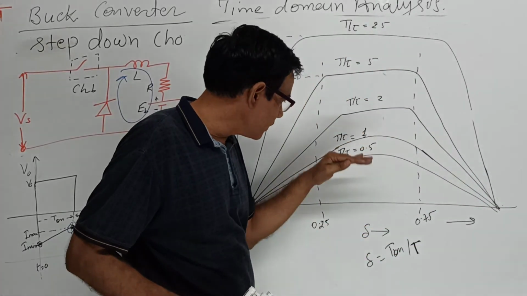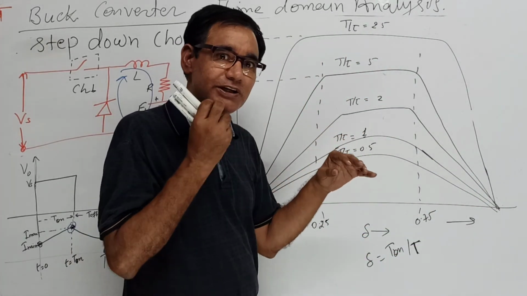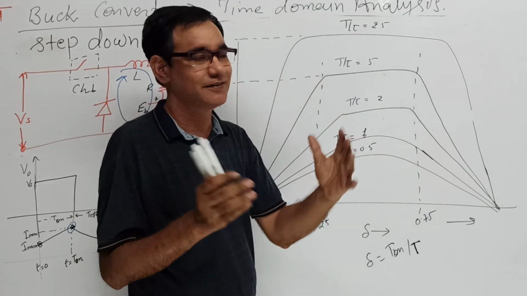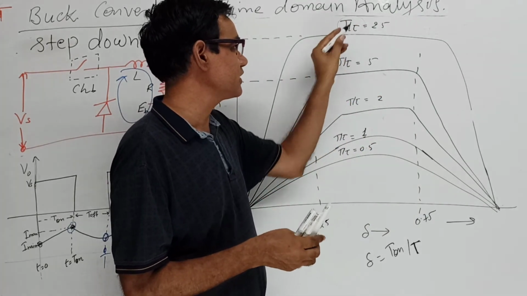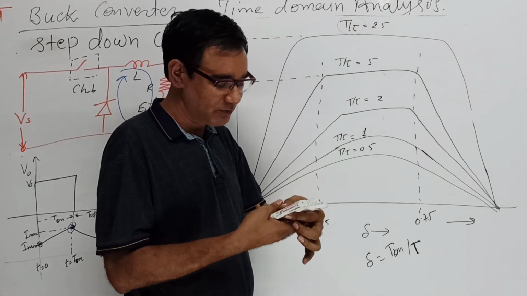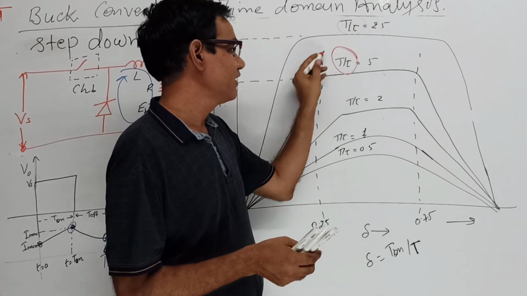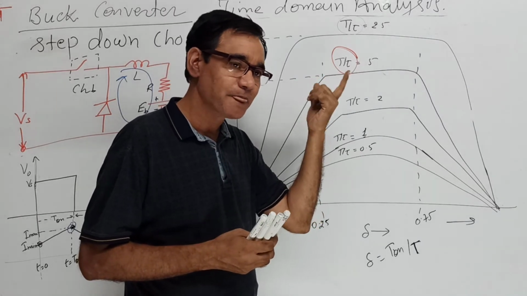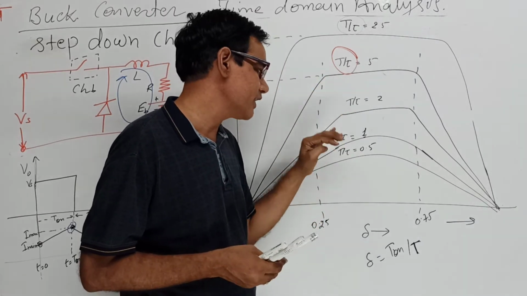So for the smaller value of t by tau, where tau is the circuit time constant and t is the time of a cycle, the higher the ratio, the higher the ripple. The lesser the ratio, the lesser the ripple.